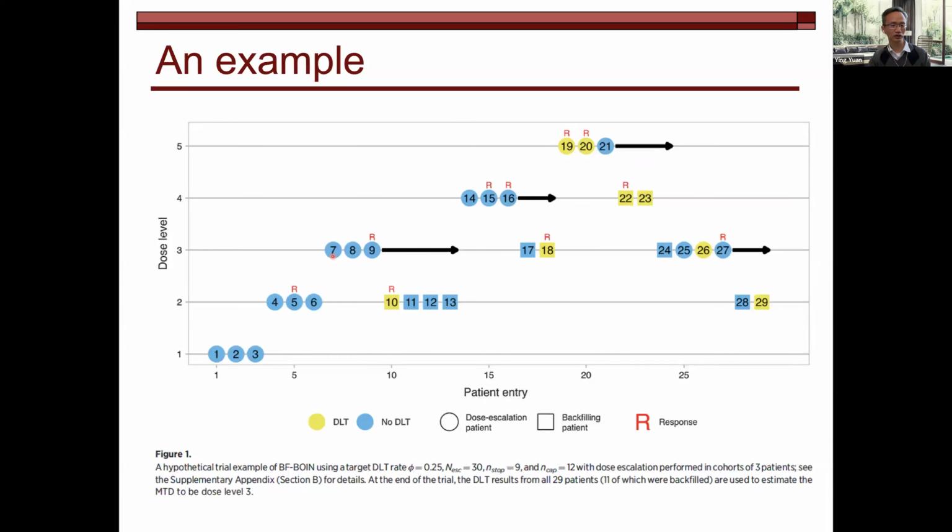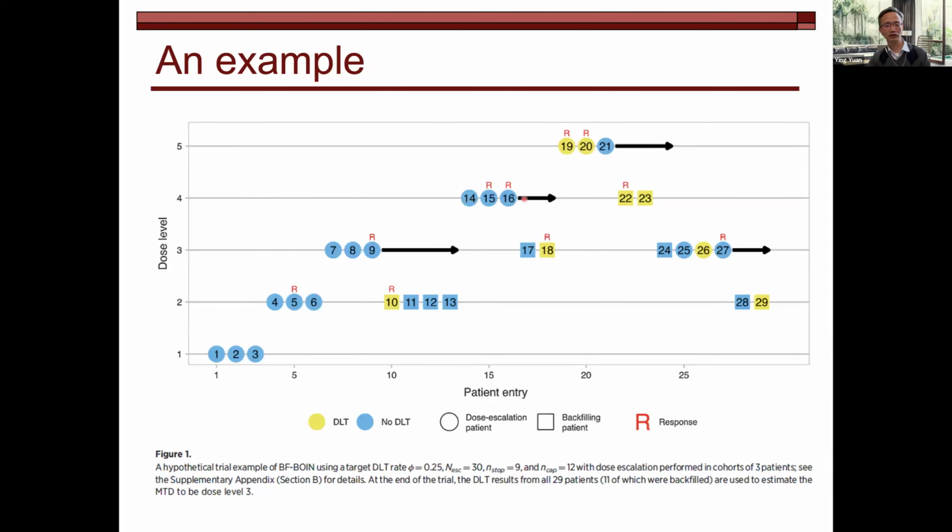which is patients 7 to 9. In this case, it's still no DLT, and we can make a decision that the next cohort is going to be treated at dose level 4. So that's why we put the newly coming patients, 14 to 16, at the higher dose level 4.